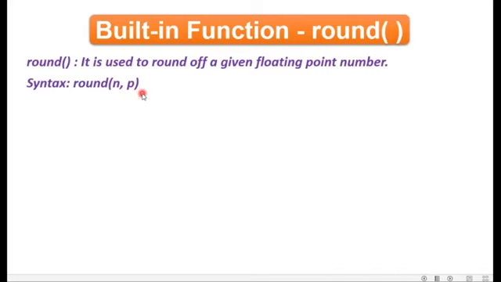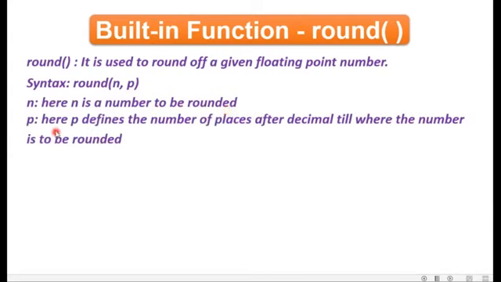Round off n comma p. Now this is the syntax. We can pass here two arguments, but it is not mandatory to pass the second argument. If I want to pass it, I can use it. So what is n over here? Here n is the number to be rounded. That means this is my actual number which I am going to round off.